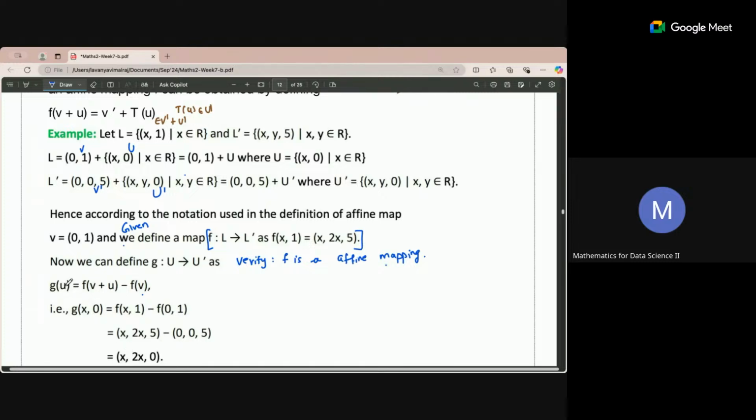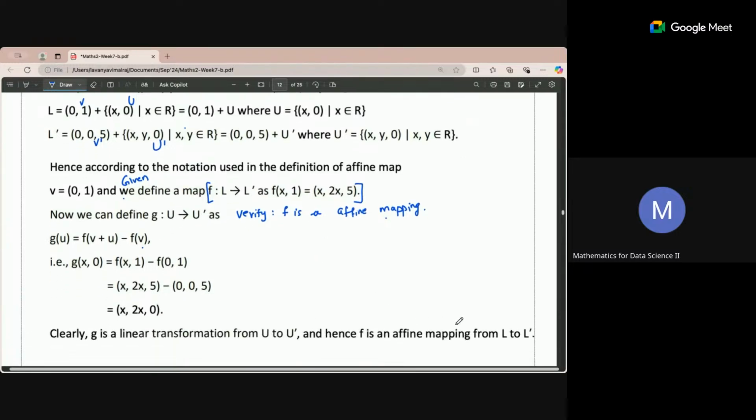This U is any element from U, so it is x comma 0. And V plus U means it is just x comma 1. And V is 0 comma 1. So now f of x comma 1 according to this definition is this, and f of 0 comma 1 according to the definition is this. So the final G of x comma 0 I got is x comma 2x comma 0. And now I can clearly see that this G is a linear transformation from U to U dash, and hence f is an affine mapping from L to L dash. Clear?